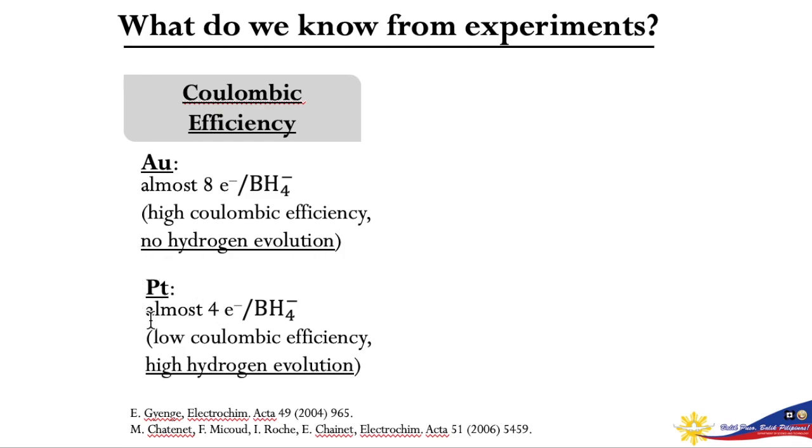However, for the case of platinum, there's only about 4 electrons liberated per borohydride ion. So we say that there is low Coulombic efficiency, and at the same time, there is high hydrogen evolution. Here you see very well that when there is no hydrogen evolution, high Coulombic efficiency is promoted. However, when there is high hydrogen evolution, there's only low Coulombic efficiency.